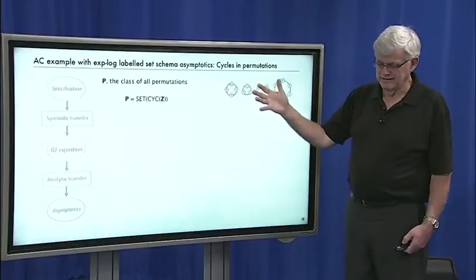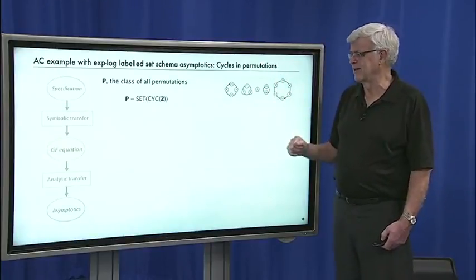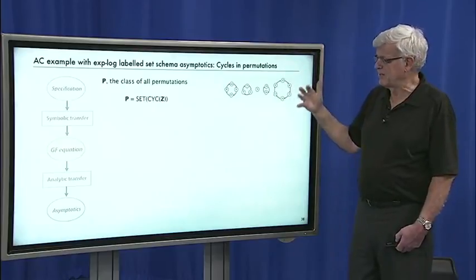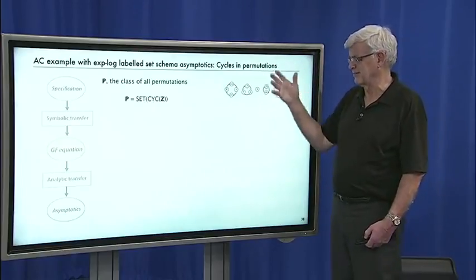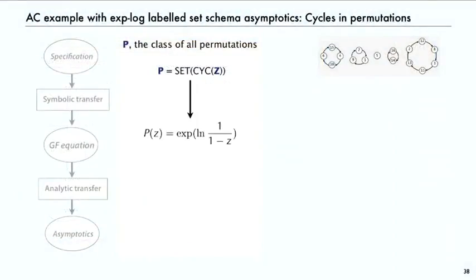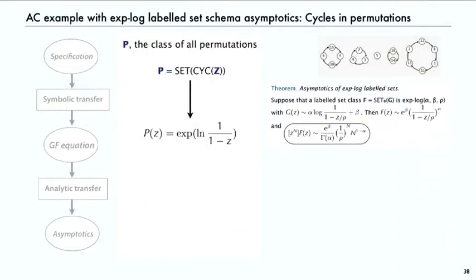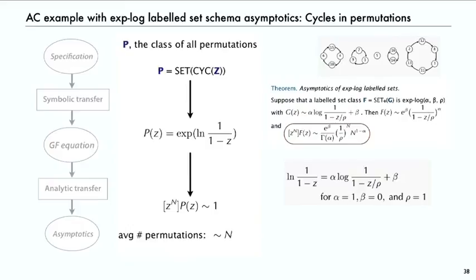So for example, trivial example, but still to check the method, this is using that schema to develop asymptotics for the class of all permutations. So a permutation is a set of cycles. So that's the xlog form. Now g of z is log of 1 over 1 minus z. So we're going to apply the theorem and find that alpha equals 1, beta equals 0, and rho equals 1, as I said. So we get the asymptotics immediately. E to the beta is 1. Gamma of 1 is 1. 1 over rho is 1. All that we have left is 1. So that says that the number of permutations is n factorial.